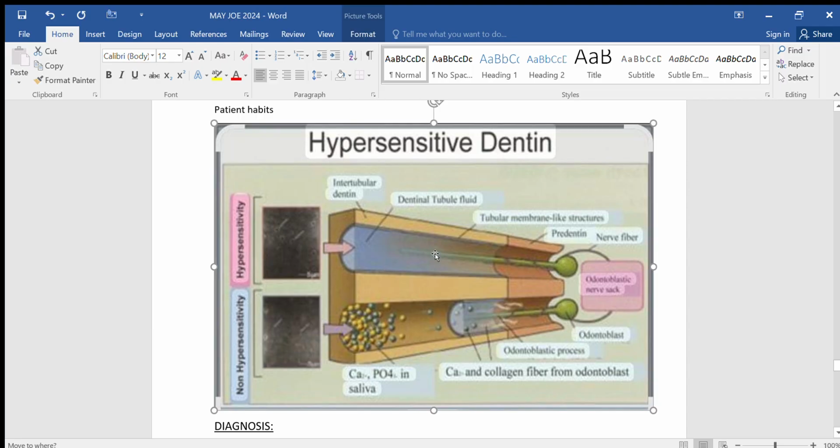What will this movement of fluid do? It will stimulate the nerve fibers. These are the nerve fibers that are surrounded by odontoblasts, and when these nerve fibers are stimulated, they cause pain, resulting in sharp, transient pain. These fibers are known as baroreceptors.